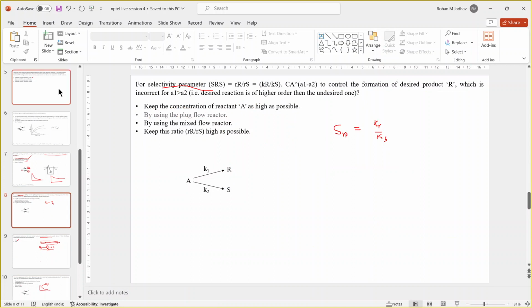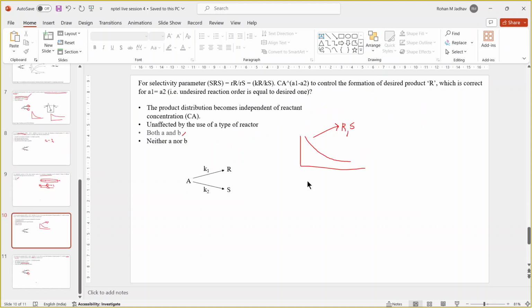So in this slide, you can see that A1 is greater than A2. It means the order of the desired reaction is greater than the undesired. In that case, you keep the concentration of A high and use a plug flow reactor. That is clear.